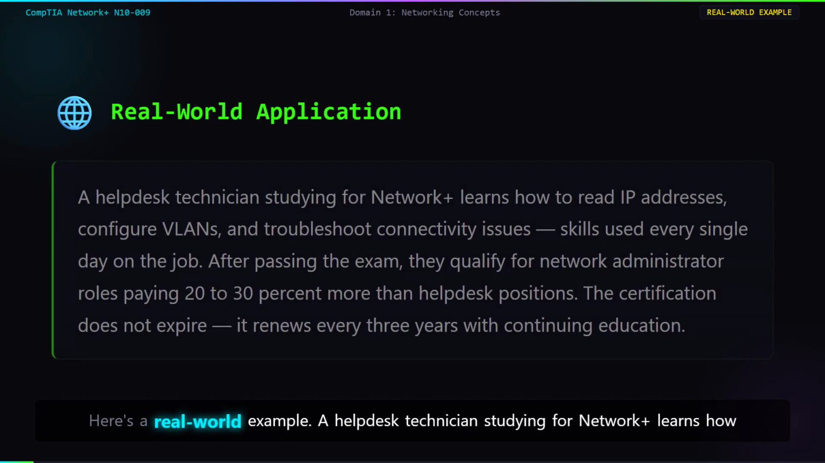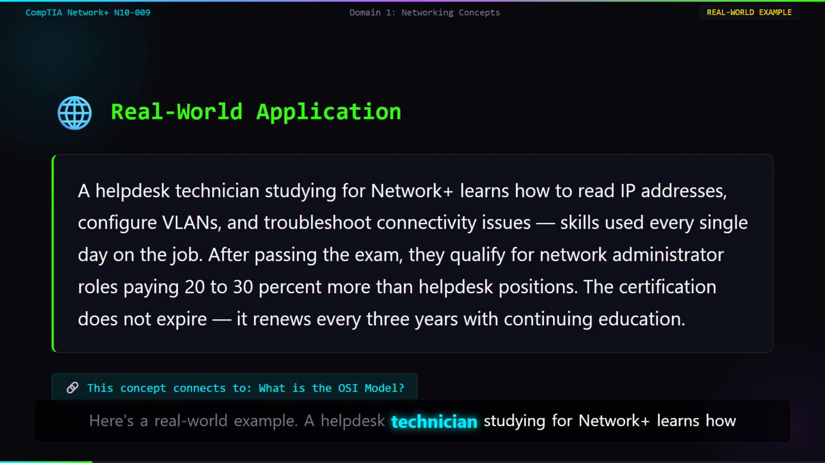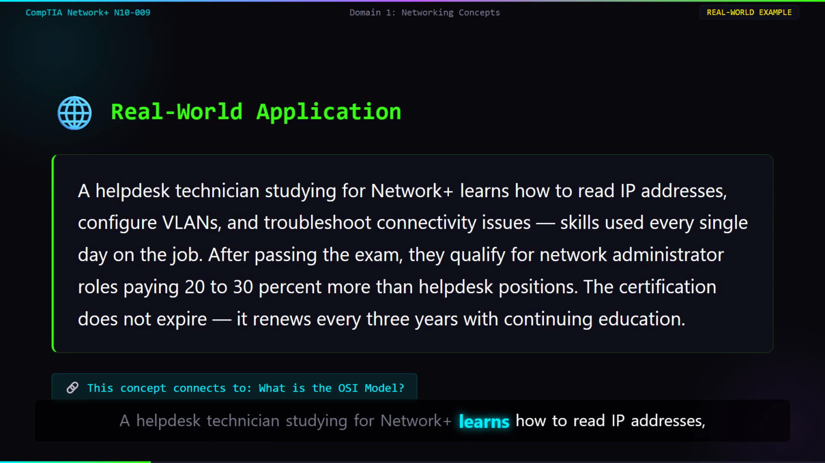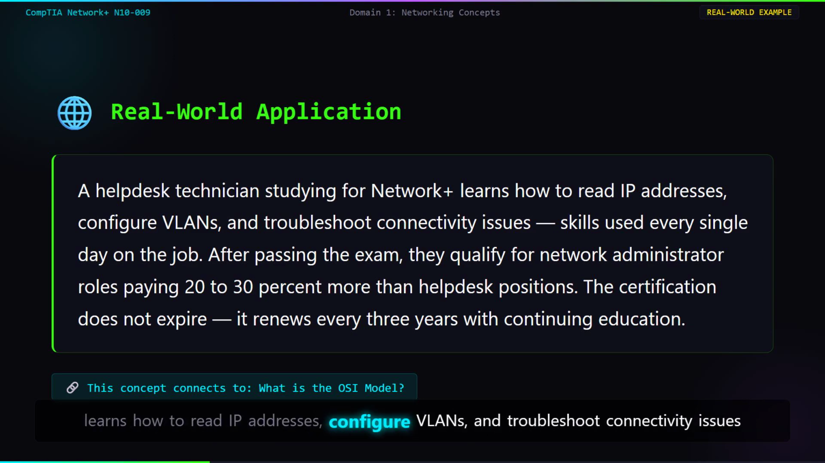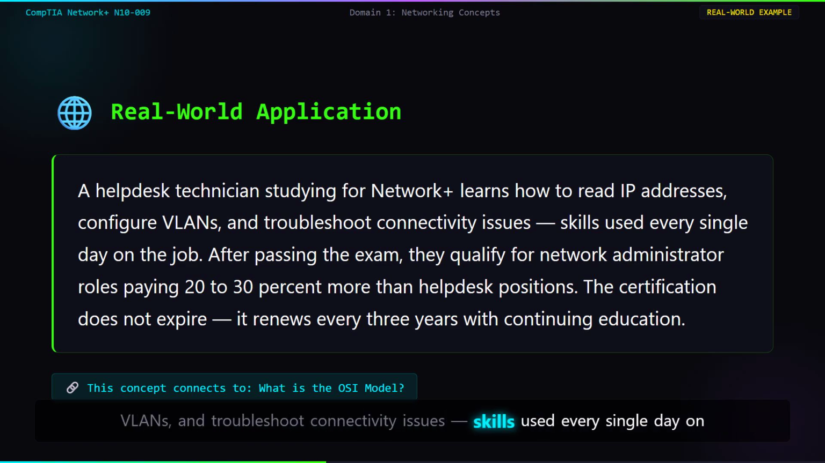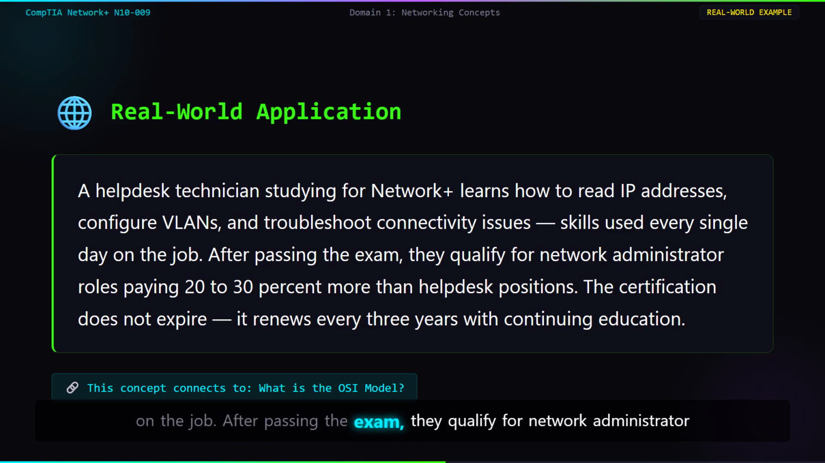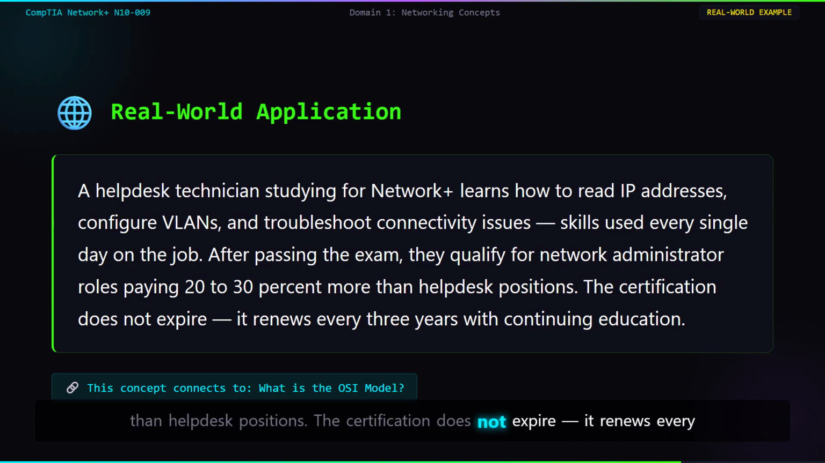Here's a real-world example. A help desk technician studying for Network Plus learns how to read IP addresses, configure VLANs, and troubleshoot connectivity issues. Skills used every single day on the job. After passing the exam, they qualify for network administrator roles, paying 20 to 30% more than help desk positions. The certification does not expire. It renews every 3 years with continuing education.